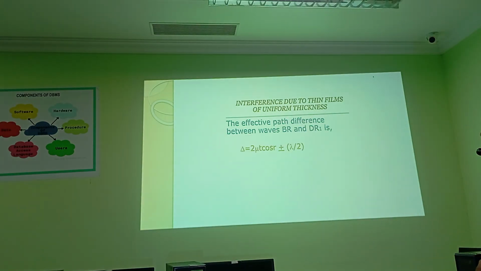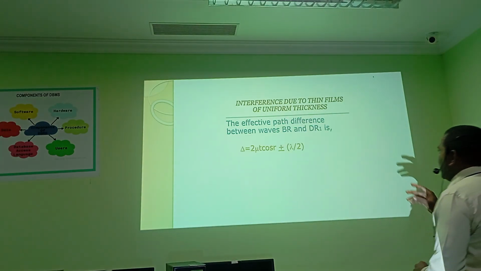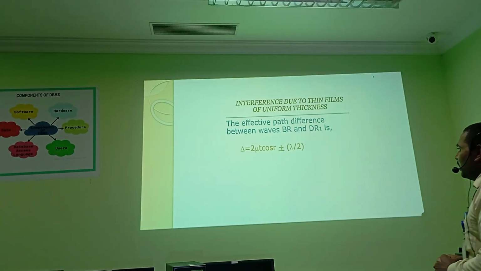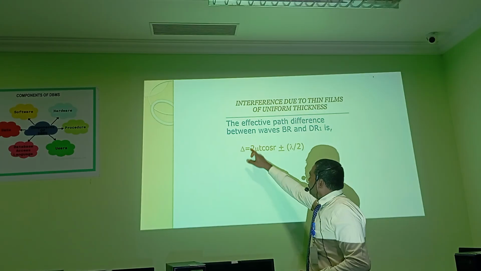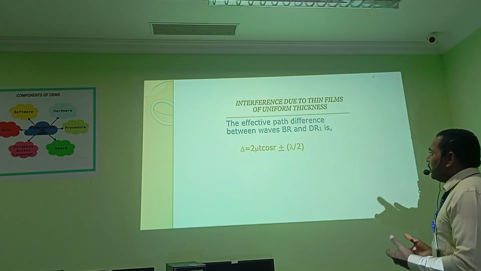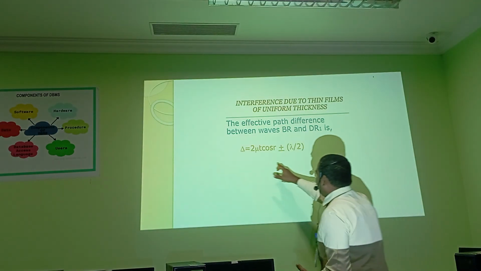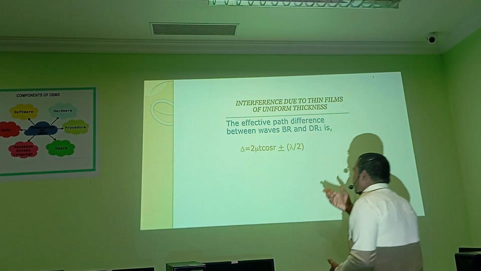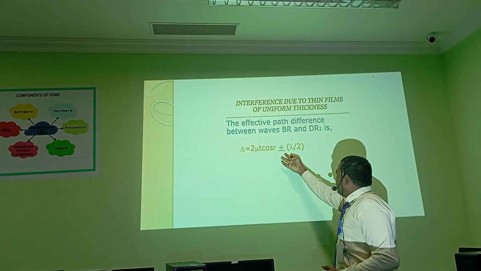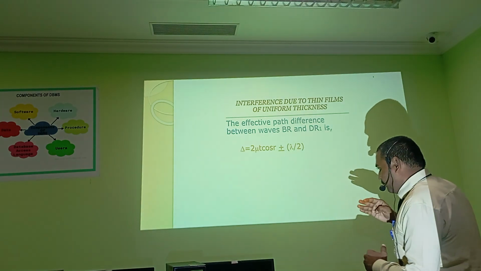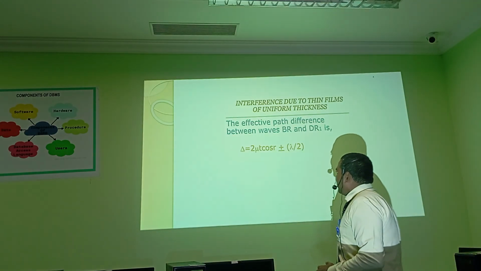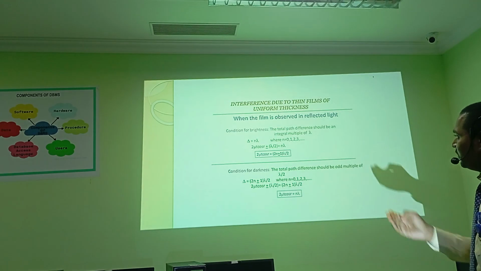Next, the effect of the phase difference between the beams R1 and R2 is as follows. For delta, the phase difference is 2 mu t cos r plus or minus lambda by 2. So 2 mu t cos r gives the condition for maximum or minimum of the interference wave pattern, n lambda equal to 2 mu t cos r. The plus or minus lambda by 2 relates to the wave traveling in the positive and negative direction, called the path difference.